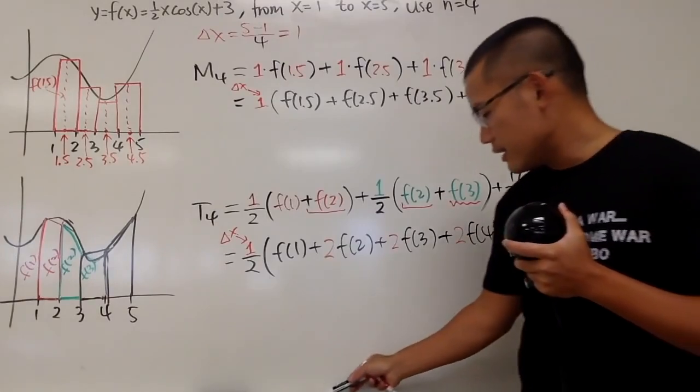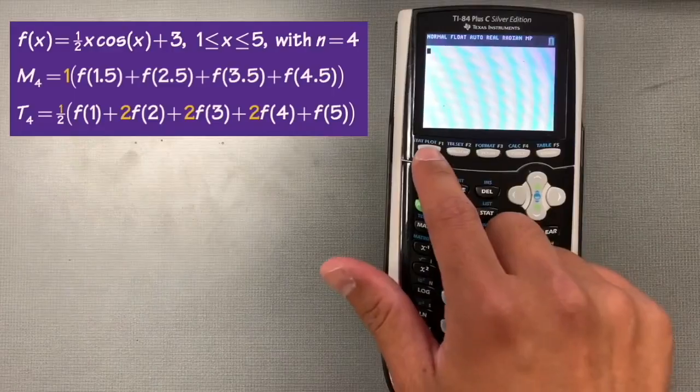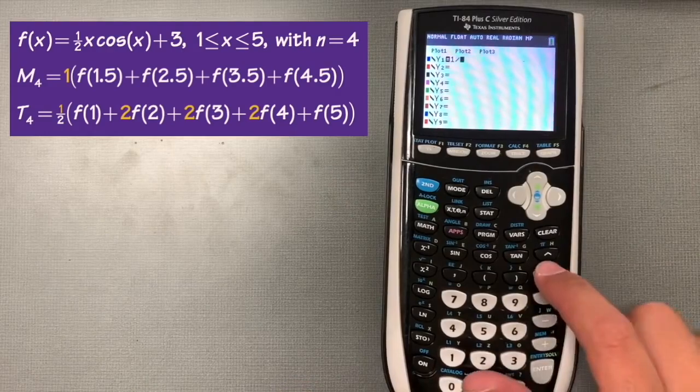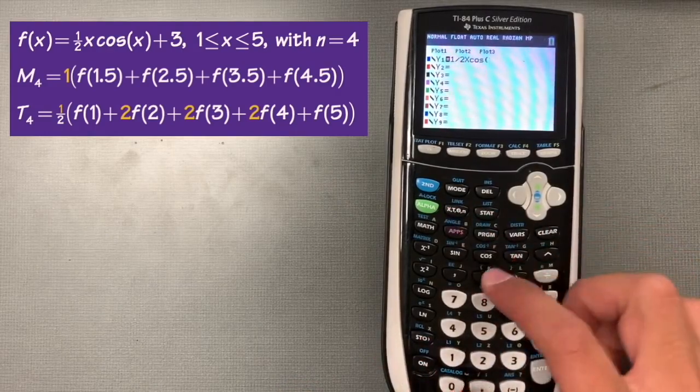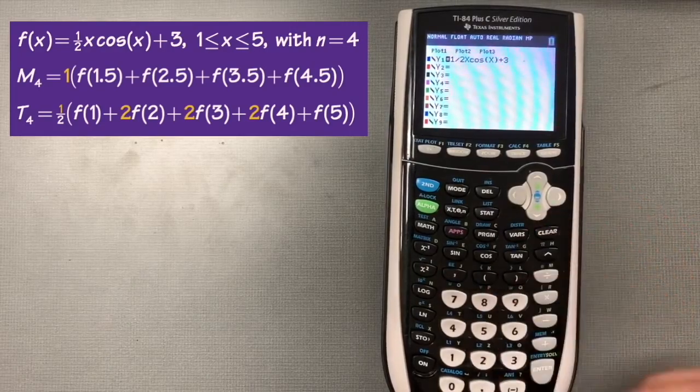Okay, here is the deal. I will show you guys how to enter all this onto the calculator now. First, you want to go to y equals, so you can enter the function. So let me just enter 1/2 x times cosine of x, and we add the 3 to that. And you don't have to graph this. This is what you have to do.